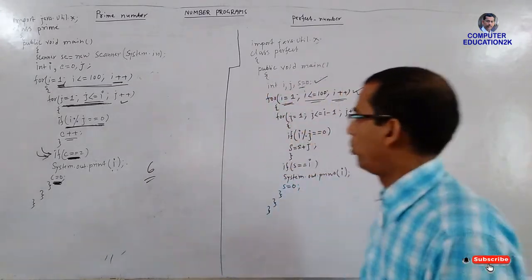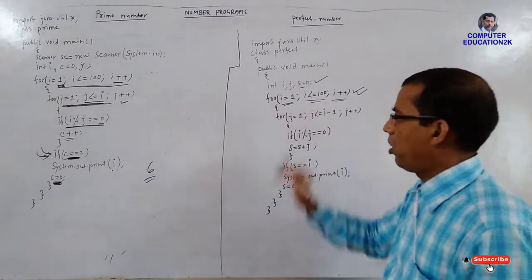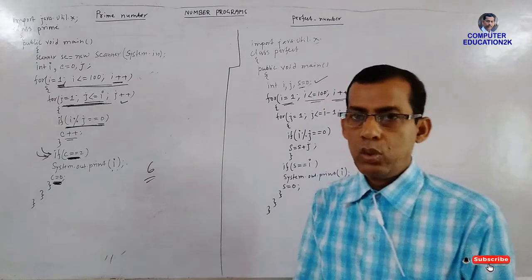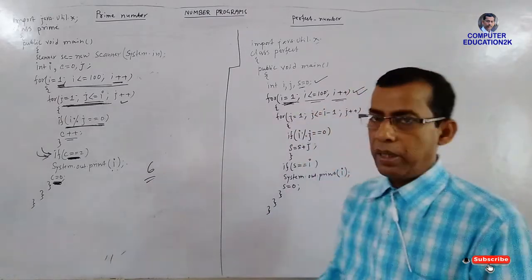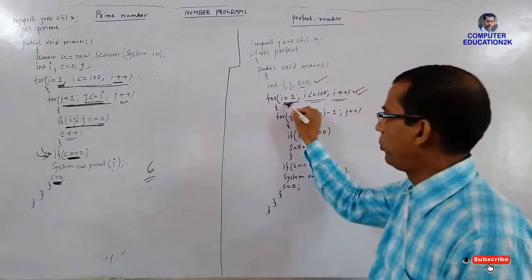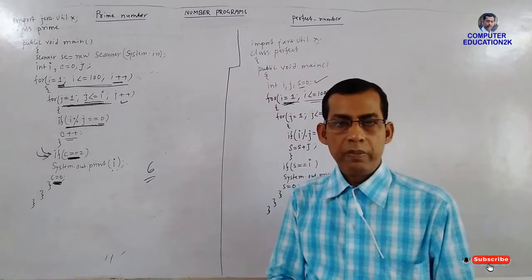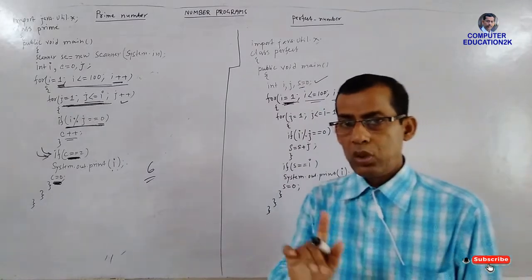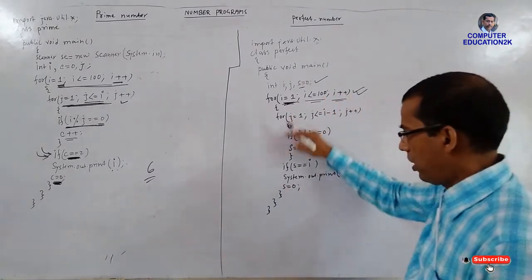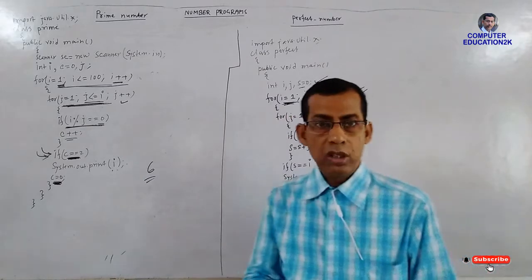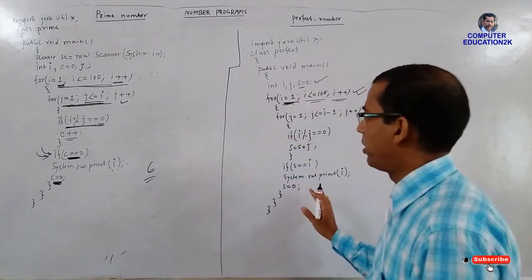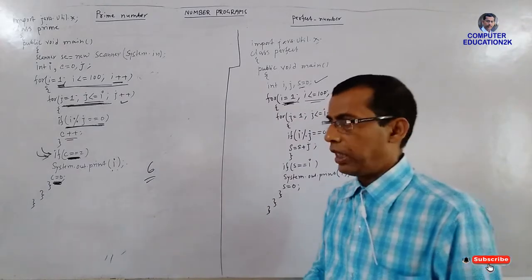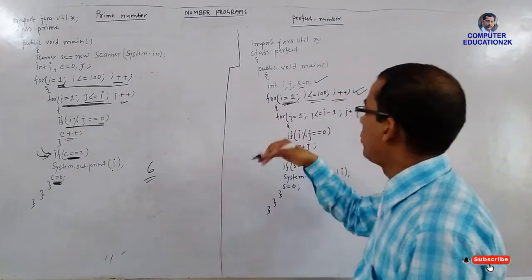Now see, the first time the value of i will be 1. 1 is not a perfect number, it is not printed. Then i will be 2. 2 is not a perfect number, it will not be printed. Then i will be 3. 3 is not a perfect number, it will not be printed. Then i will be 4. All the numbers 1, 2, 3, 4 will be checked here, and because those are not perfect numbers, they will not be printed. Then i will be 5. 5 is not a perfect number, so it will also not be printed. Then i will be 6.